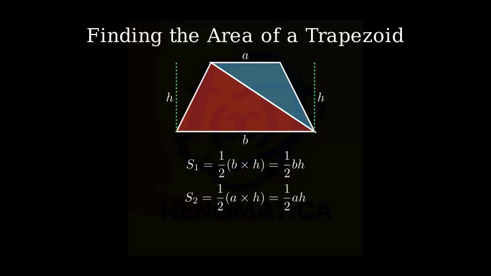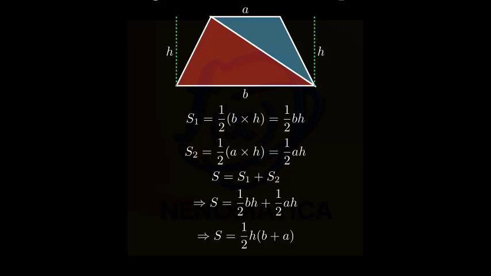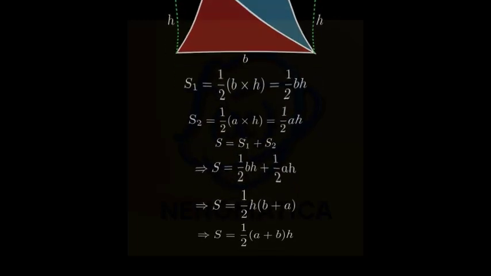Now, let's find the total area of the trapezoid by adding the areas of the two triangles. The area of the trapezoid, S equals S1 plus S2. Substituting the values we found for S1 and S2, we get S equals 1/2 bh plus 1/2 ah. We can factor out the common term 1/2 h to get S equals 1/2 h times b plus a. Rearranging the terms, we can also write this as S equals 1/2 times a plus b times h.